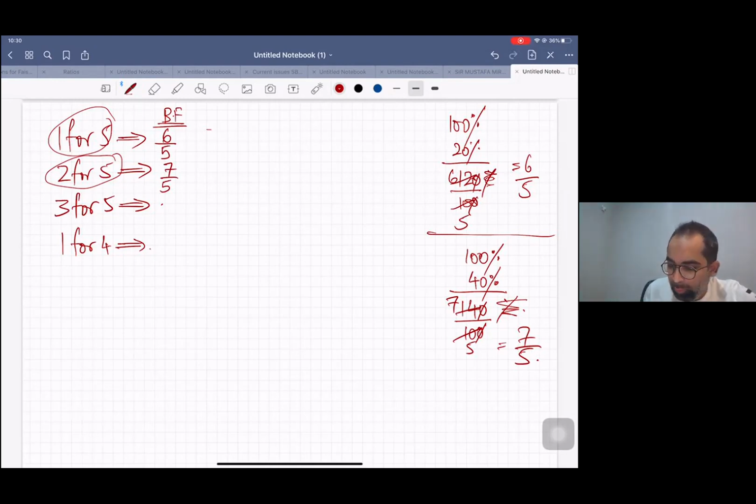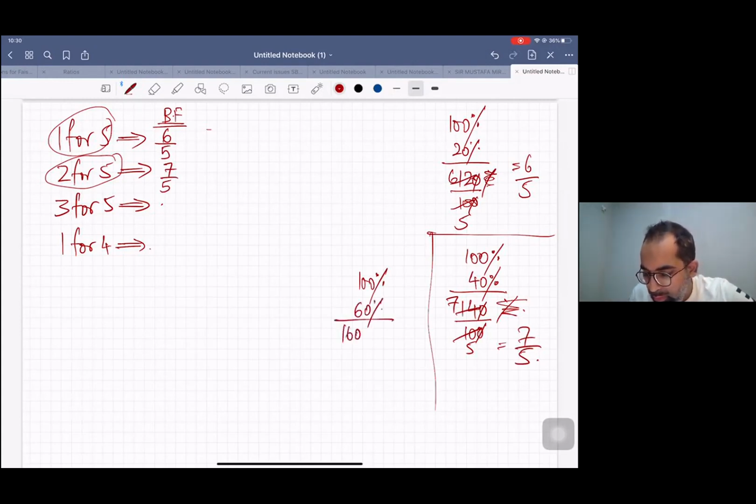One more, 3 for 5. Existing total was 100%. And 3 for 5, 3/5 × 100 is 60%. So you issued new 60% shares. This is 160%. And when you remove percentage sign, you divide by 100. Now cancel 0 and 0. 2 × 5, 2 × 8, 8/5. Easy peasy.